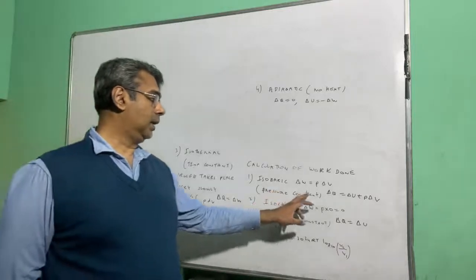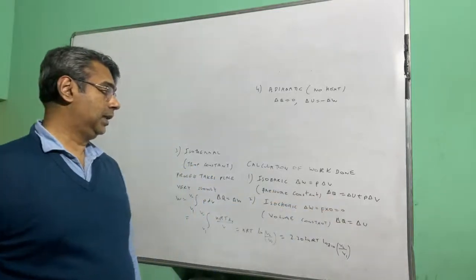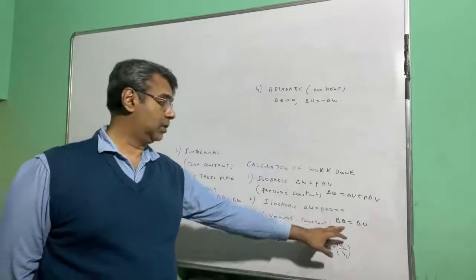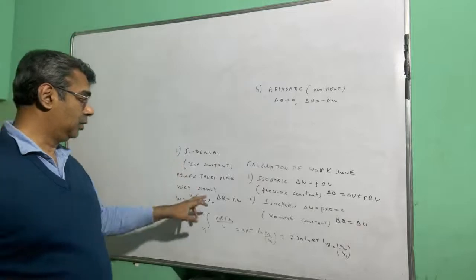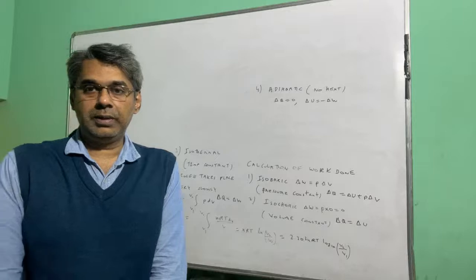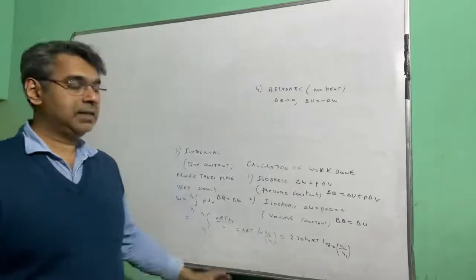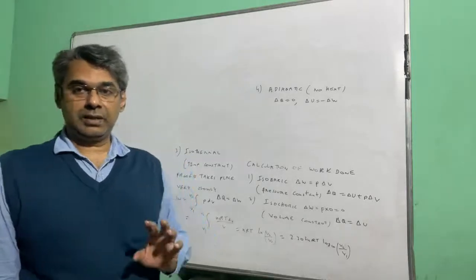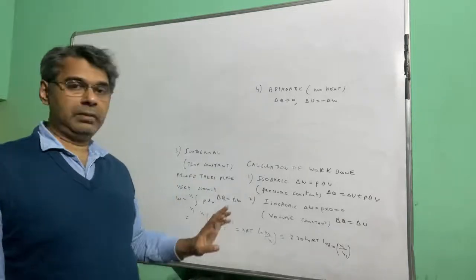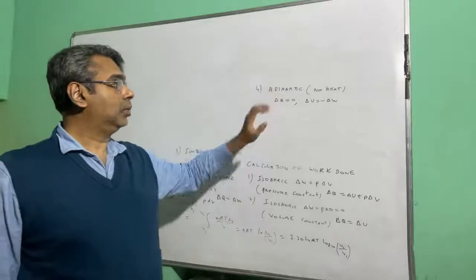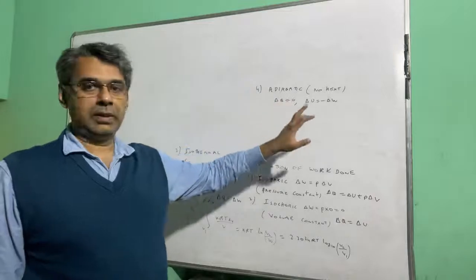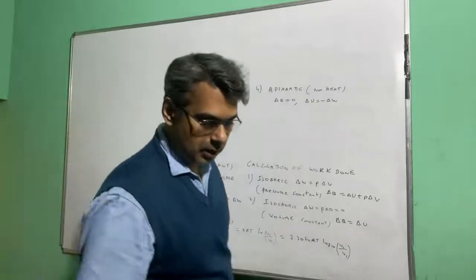So once again, isobaric, delta Q is delta U plus P delta V. Isochoric means there is no work done, so delta Q is delta U. And isothermal means that the internal energy will be constant, so delta U will be 0, because for an ideal gas internal energy depends on only one thing, the temperature. And since it is isothermal, the internal energy will not change. So delta Q will be delta W. Then we come to adiabatic. Adiabatic means there is no heat transaction, so delta Q will be 0, so delta U will be minus delta W.